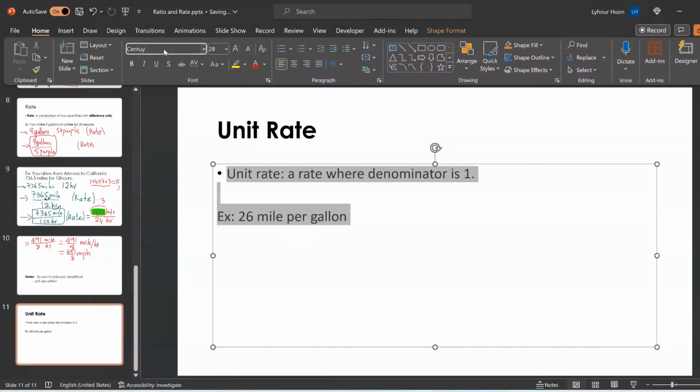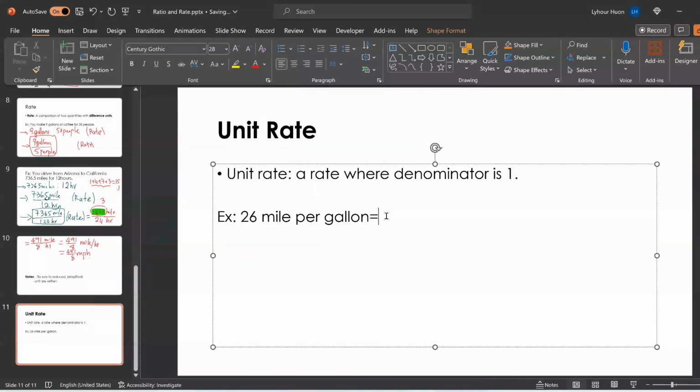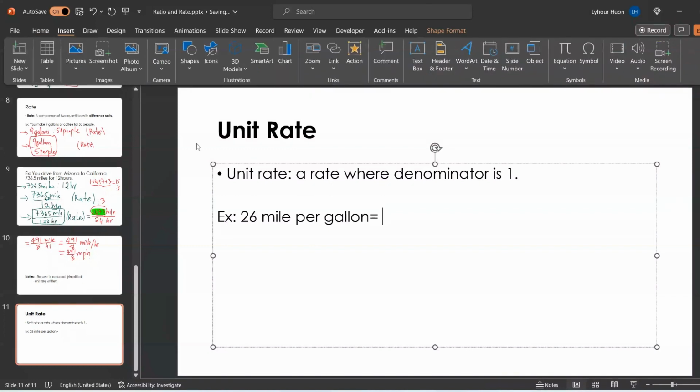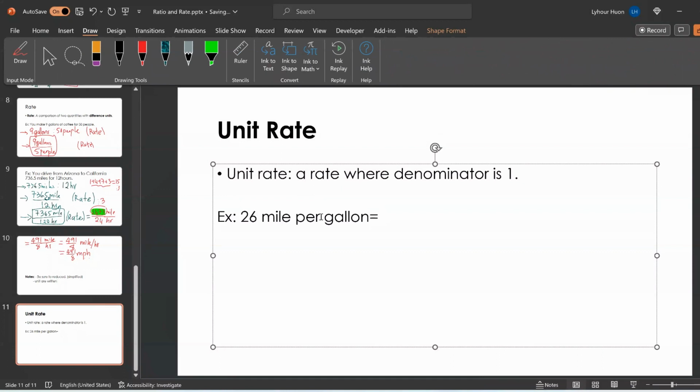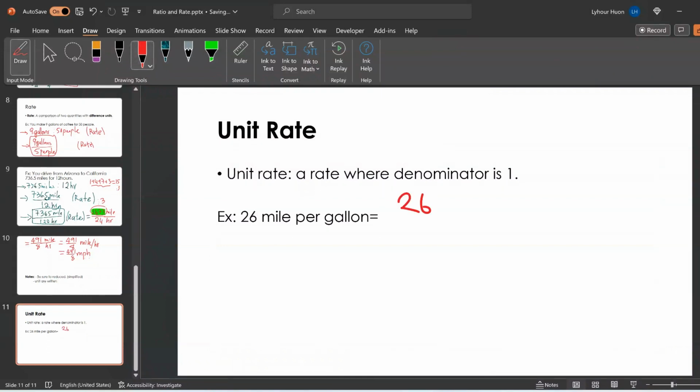26 miles per gallon. How do we write it as a unit rate? 26 miles per gallon means 26 over 1, but don't forget the units: miles per gallon.